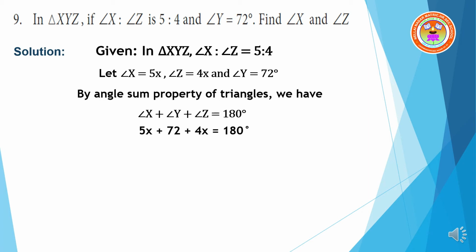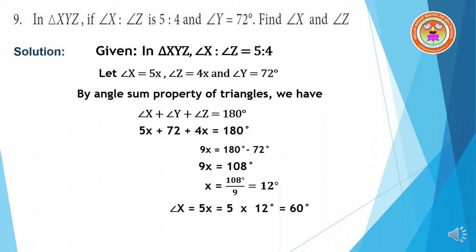So adding 4x and 5x, it is 9x plus 72, that is equal to 180. Now let me transpose 72 to the other side. So it will be 180 minus 72 degrees. Now on subtracting 180 and 72, we get the answer as 108 degrees. Therefore 9x is equal to 108 degrees. To find the value of x, let me transpose 9 to the other side so that it divides 108 degrees. On dividing it, we find the value of x is equal to 12 degrees.